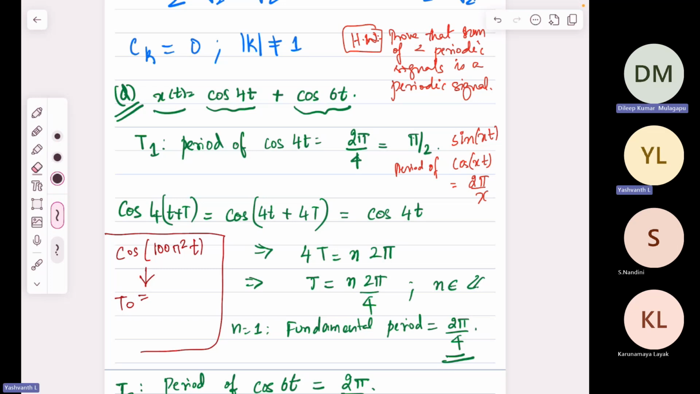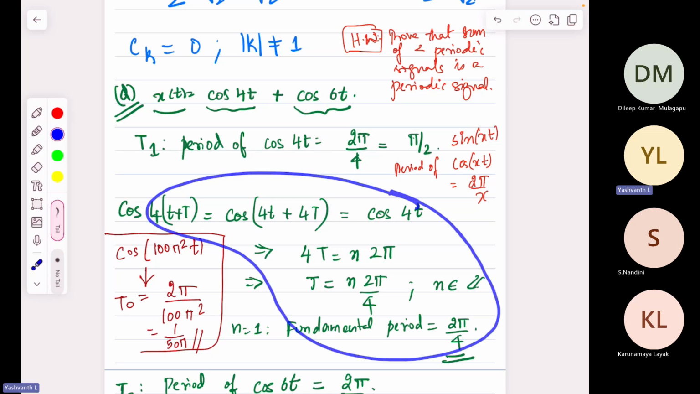1 by 50 pi. Correct. So basically what you did was 2 pi by 100 pi squared, which is equal to 1 by 50 pi. Good. So it's a short trick. You don't need to do all these things. You can directly compute the values using this short trick.